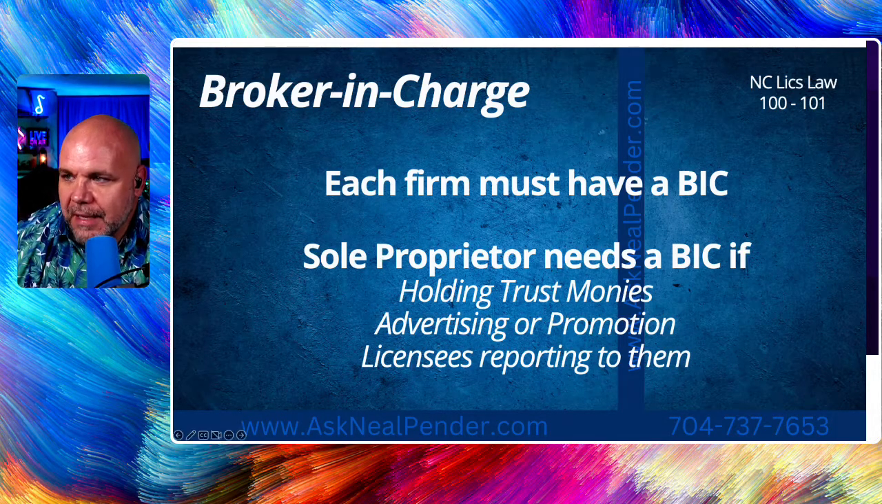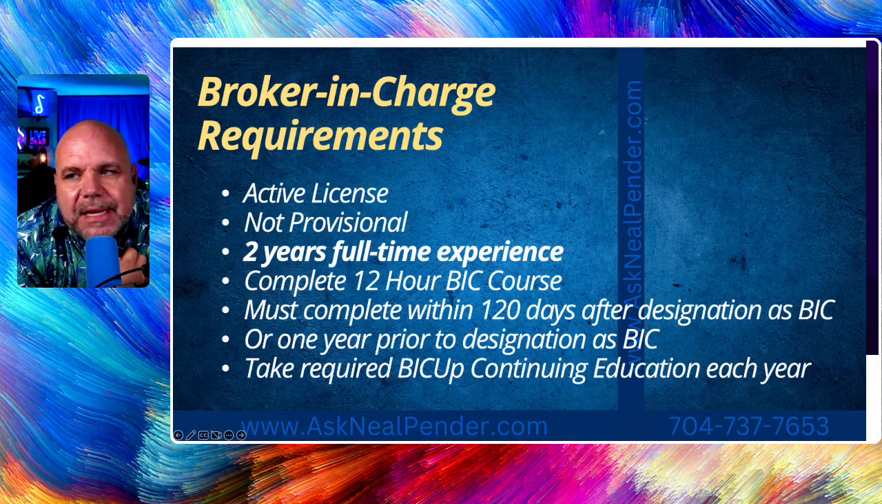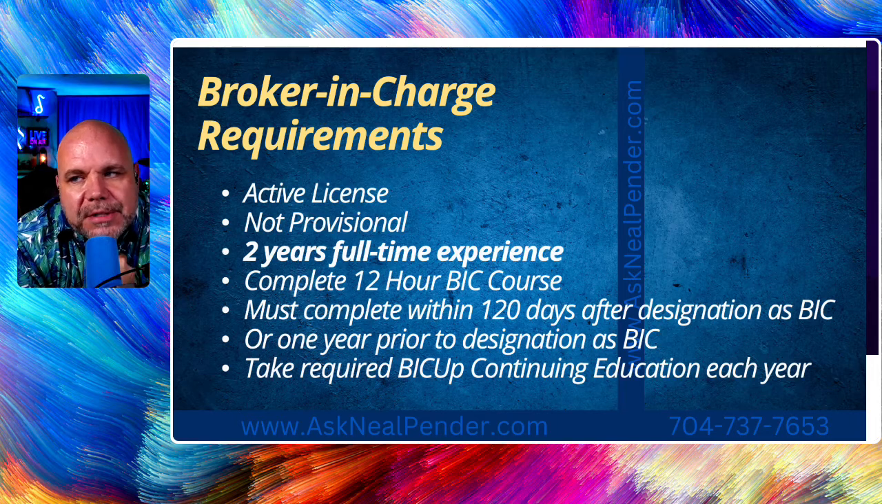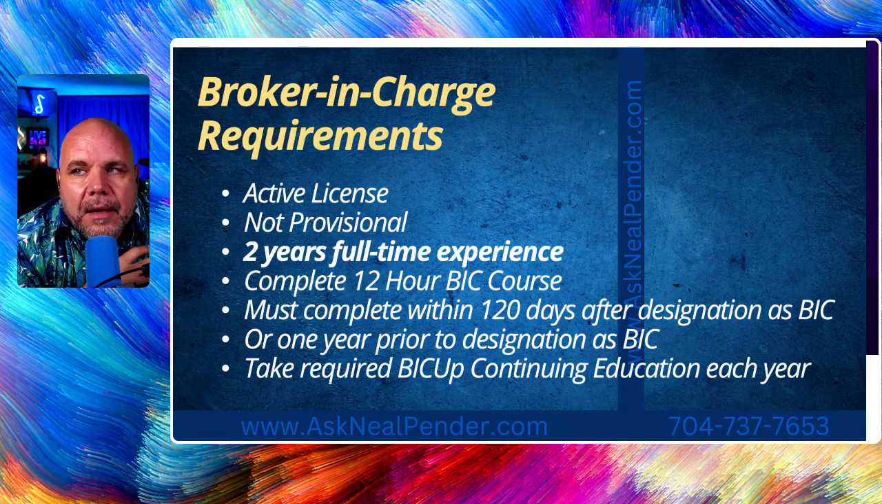And then finally, the broker in charge has to have an active license. They can't be a provisional. They have to have 2 years full-time or 4 years part-time. They have to complete the course, and we know the time frames about that. And then the only other thing after they complete that course is to take the BIC up version instead of the general update, BIC up instead of gen up, of the continuing education. Okay. That closes out the amount of license law and commission rules we're going to do for a minute.